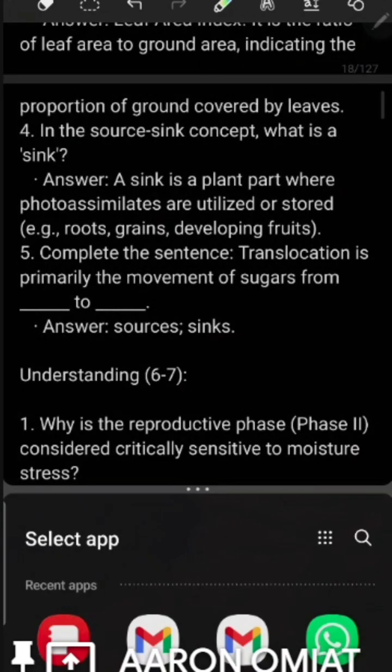Amina, why is the reproductive phase, market phase 2, considered critically sensitive to moisture stress? Reproductive phase is where flowering occurs.